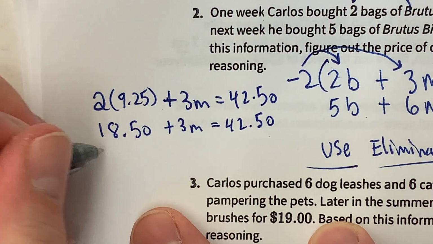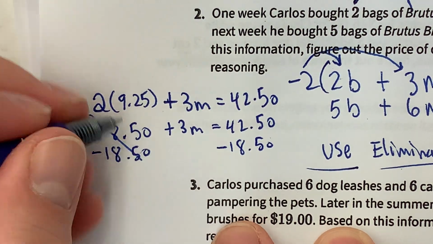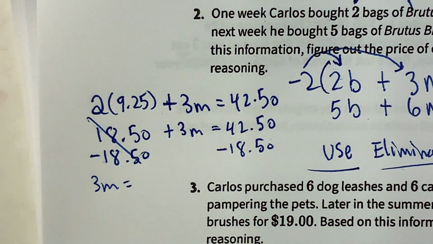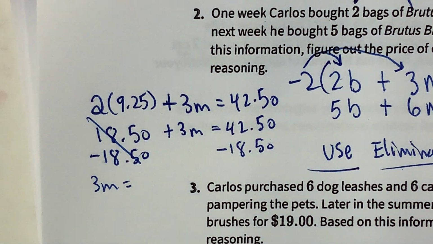42.50. Subtract 18.50 from both sides, and you end up with 3m equals 42.50 minus 18.50. Okay. I'm gonna go 34, 20, 24? 24?